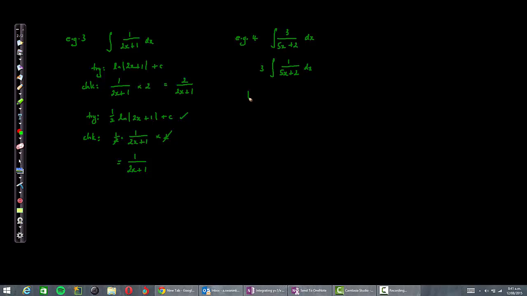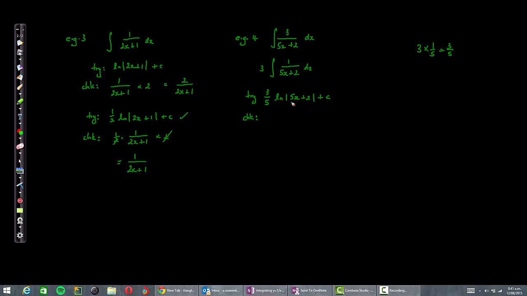So I'm going to take into account that if I put down the answer natural log absolute value 5x plus 2, when I derive that, I'm going to get 1 over 5x plus 2, but I'm also going to get the times 5. So let's compensate for that times 5 by multiplying by a fifth. Now don't forget we've already got a 3 out the front, so 3 times the 1/5 will give me 3/5 out the front. So let's put that there, and then plus c, and let's check it.